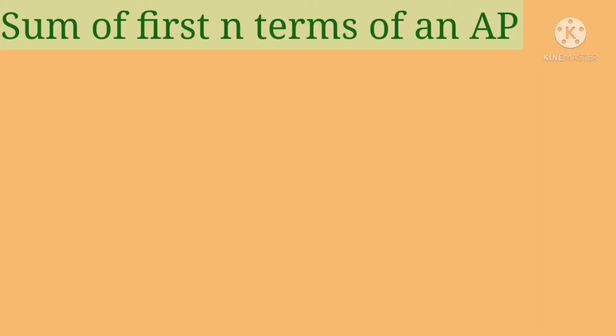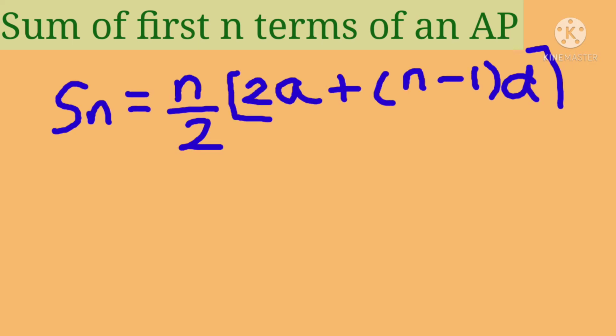Let's move on to the concept related to the sum of the first n terms of an AP. How do we find it? It is represented as Sn. The formula is n by 2 into (2a plus (n minus 1) into d). We may need to find the sum of the first 10 terms, or the sum of the first 100 terms. How do we find it? For that purpose, this formula is very useful.